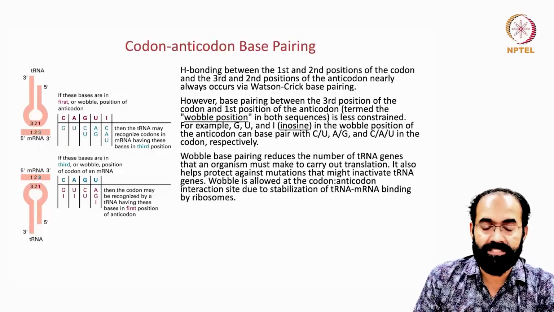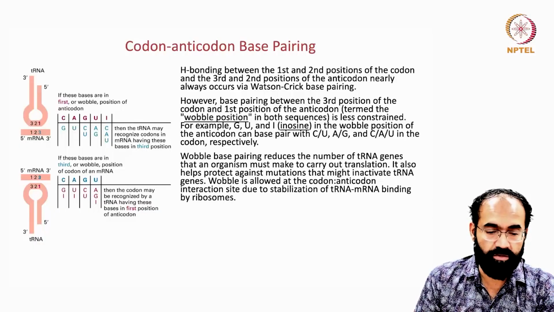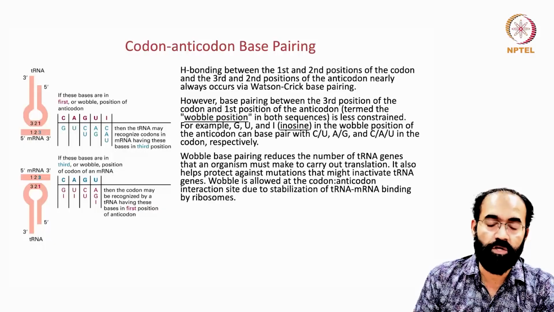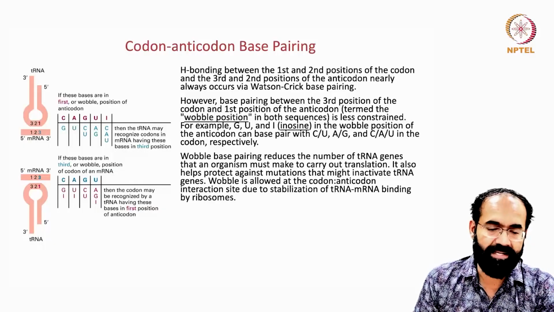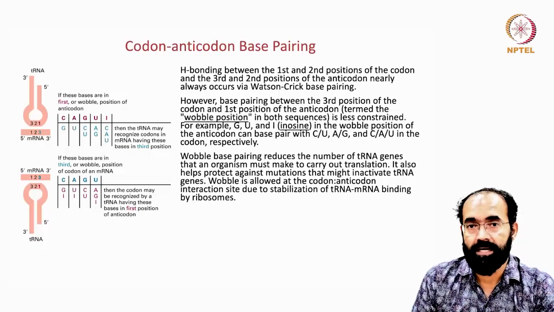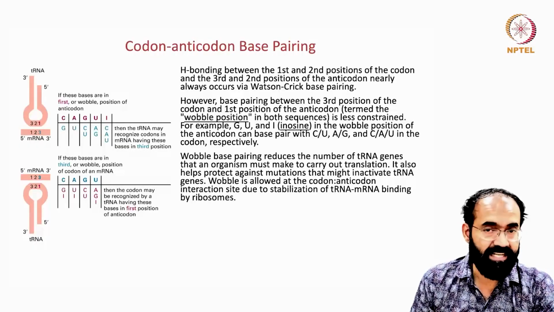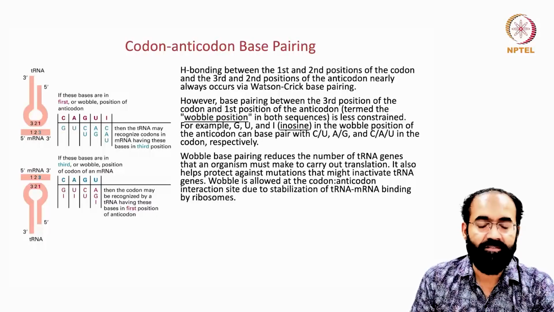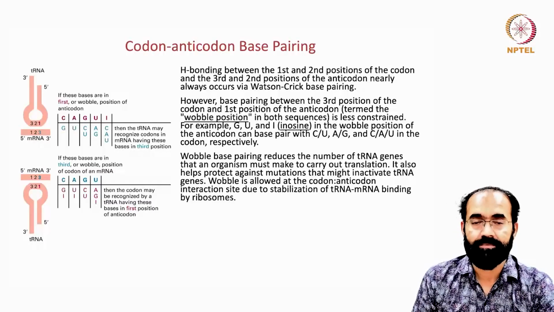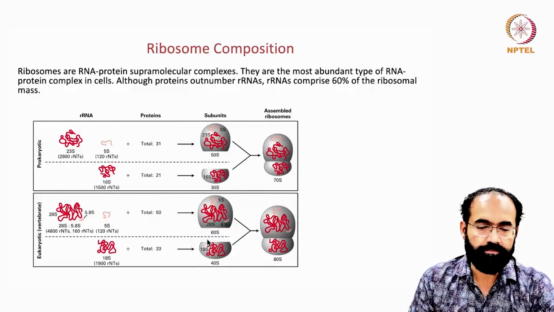So 1, 2, 3 is the codon base, first base, second base and third base of the codon, and this is the tRNA anticodon, first base, second base and third base. So remember, the first base of the codon pairs with the third base of the anticodon, and so on and so forth, and the third base of the codon pairs with the first base of the anticodon. So you can see here that this pairing is always followed stringently at the first base and the second base, whereas the third base is the wobble position.